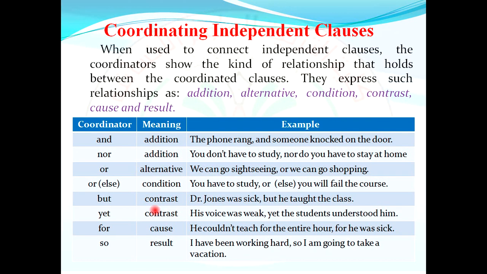The coordinating conjunctions that are used to coordinate independent clauses show different relationships like addition, alternative, condition, contrast, cause, and result. So as you see in the table here, we have the coordinator, its meaning, and an example. So for example, the coordinating conjunction and has the meaning of addition. So like when you say the phone rang and someone knocked on the door. Nor also has the meaning of addition. So you don't have to study, nor do you have to stay at home.